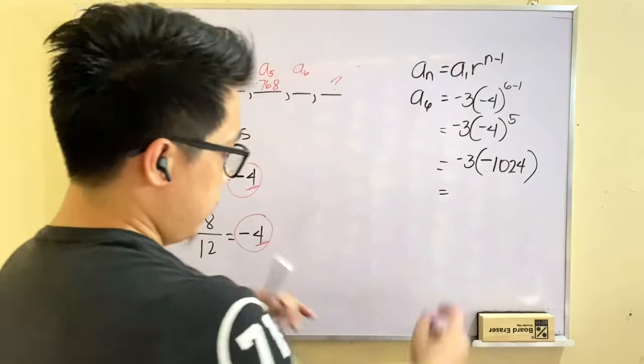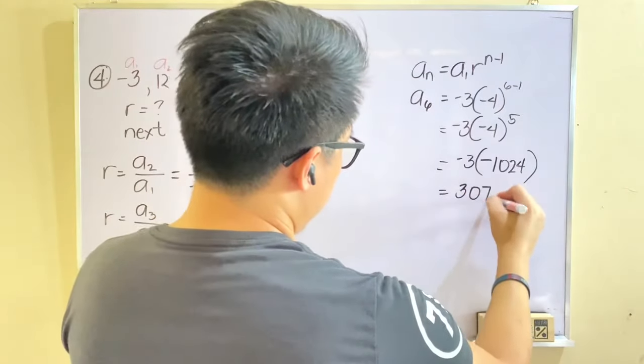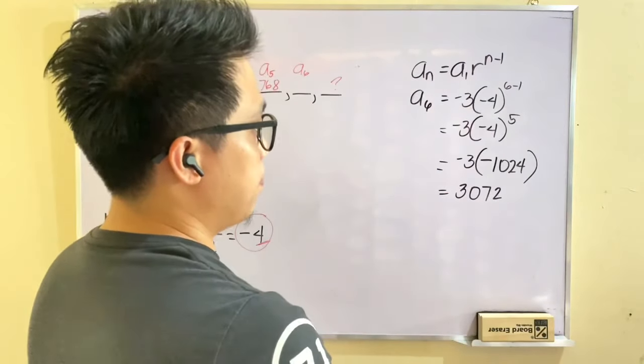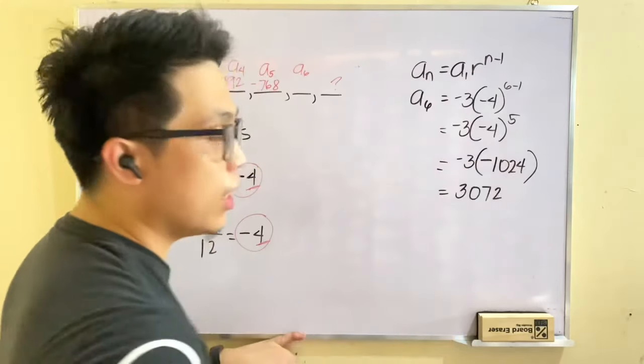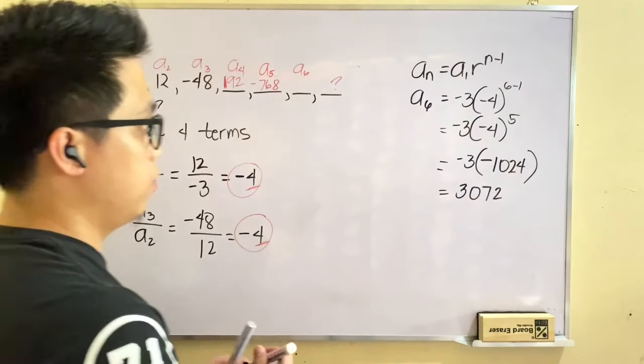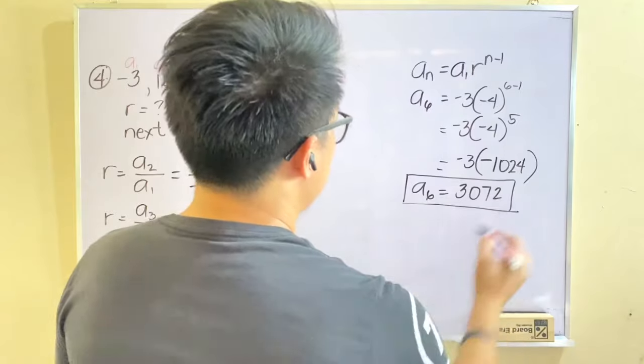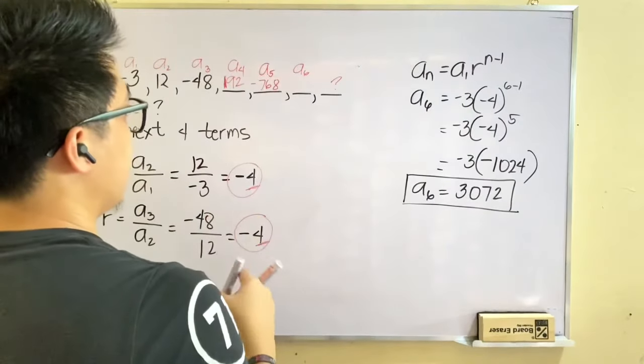So tama. 3072. Is it positive or negative? Positive. Bakit? Negative times negative is positive. So, our a sub 6 is 3072. Sulat natin siya dito.